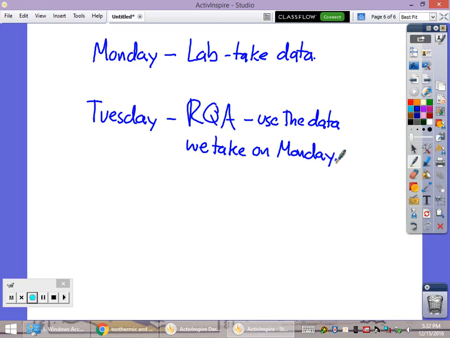Now, you have no homework over the weekend, but if you haven't finished tasks 1 through 3 on the RFP, you need to make sure you finish tasks 1 through 3 on the RFP.